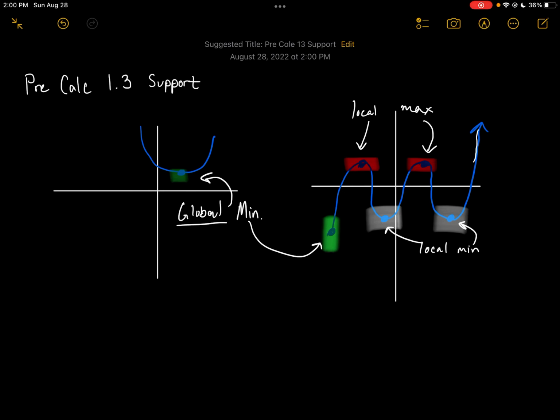So I like to use that ruler trick basically as a way to compare it to other points on the function. If it is the lowest overall, then it is global. If it's just the lowest in its region, then it's going to be a local minimum.